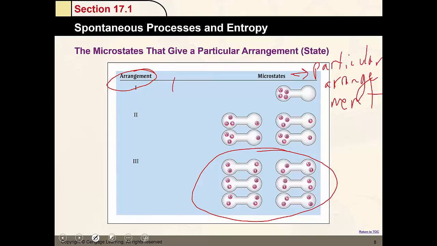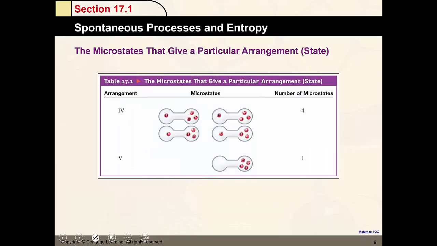So in this first arrangement, there's 1 possible state where all of them are on the left side. In arrangement 2, where 3 are on the left, there's 4 possible microstates. In arrangement 3, there are 6, and then if we look on the opposite, so now 3 are on the right, there are 4 microstates for arrangement 4, and 1 when all 4 molecules are on the right. So that probability depends on the number of ways, or the number of microstates, in which the arrangement can be achieved. And so the fewer the molecules, the fewer possible arrangements.